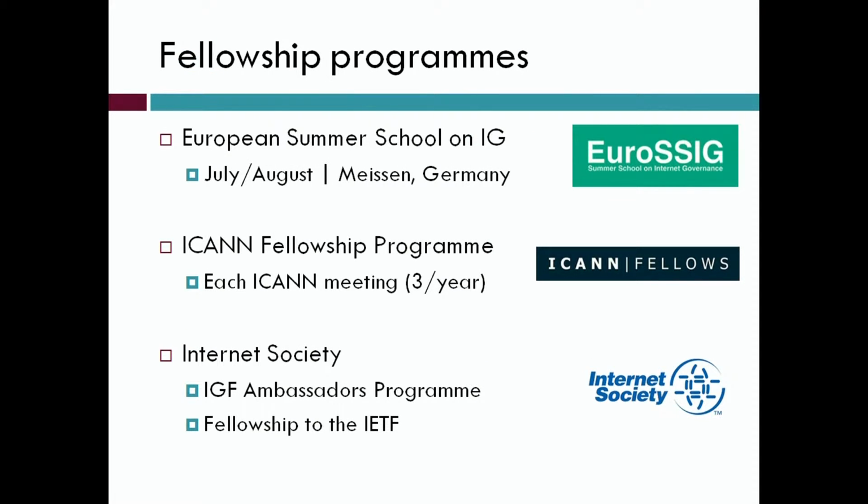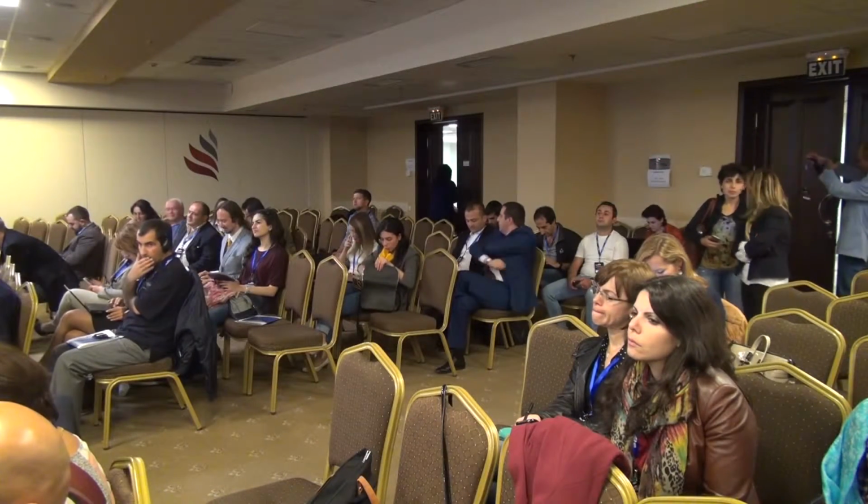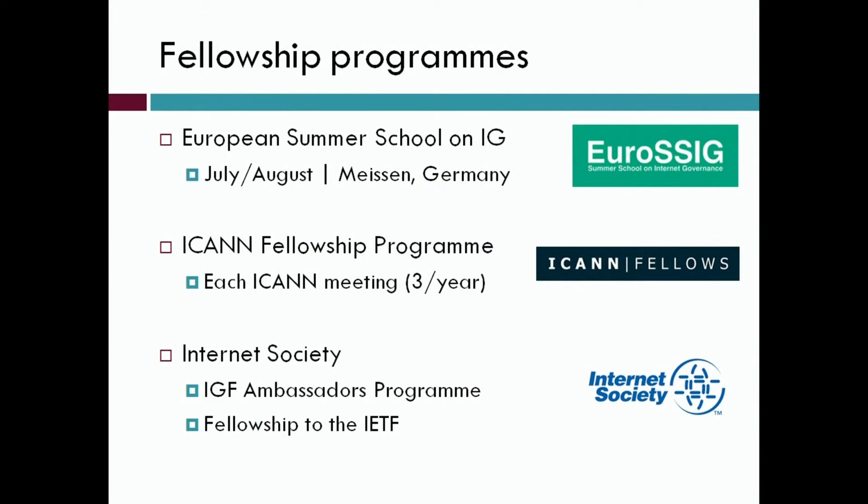There are also fellowship programs which give you the possibility to attend meetings face-to-face and to engage in discussions with others interested in internet governance. In Europe, we have the European Summer School on Internet Governance, which takes place every year in July or August in Meissen in Germany. Again, they have fellowships available, so you can apply, and they will cover your costs. ICANN has the fellowship program. Again, you can go and apply, and they support your travel to the ICANN meetings, and as you probably know, there are three ICANN meetings a year.